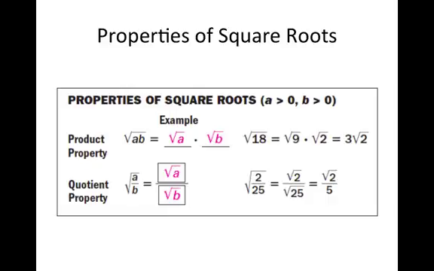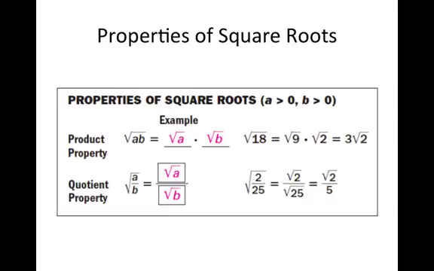The first one is the product property, and these hold if you've got A being a positive number and B being a positive number. So the square root of A times B equals the square root of A times the square root of B. So if you've got the square root of 18, you can split it up as the square root of 9 times the square root of 2, since 9 times 2 equals 18. And this is nice because it lets us simplify, because the square root of 9 is 3. So you end up with 3 times the square root of 2.